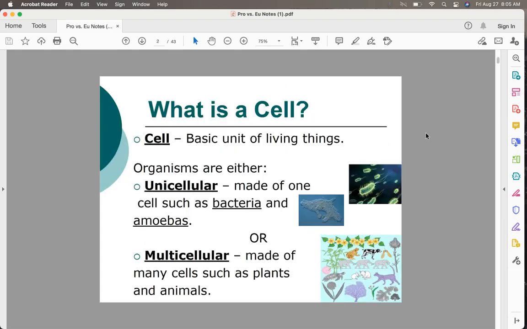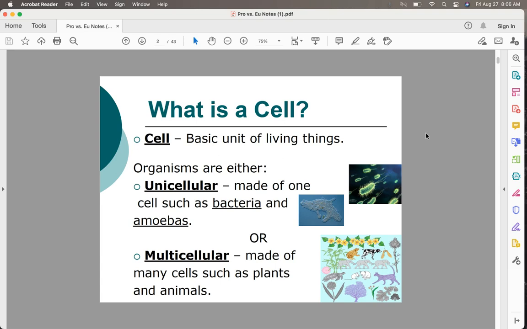So, first of all, what is a cell? Okay, so a cell is the basic unit of all living things. It's considered the basic unit of life because it is the smallest unit that's capable of carrying out life's processes. By that, I mean things like reproduction, metabolism, things like that.